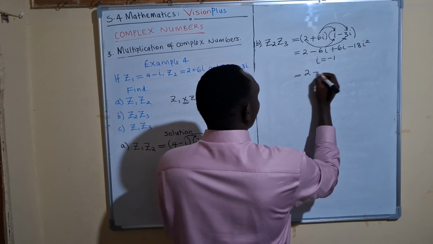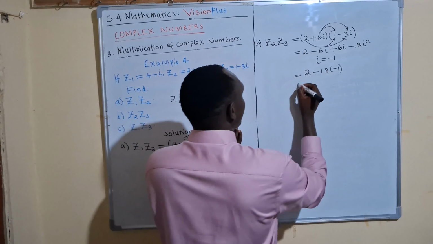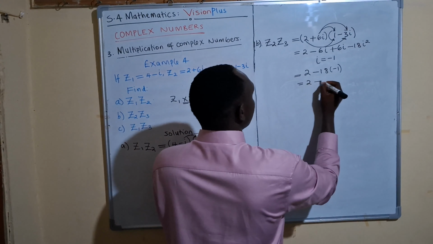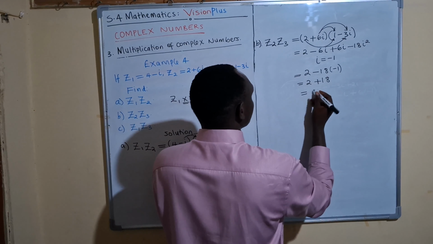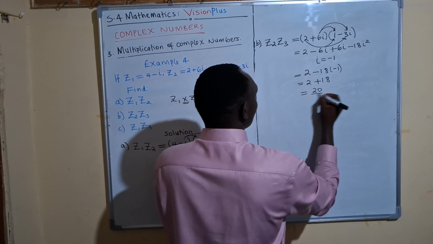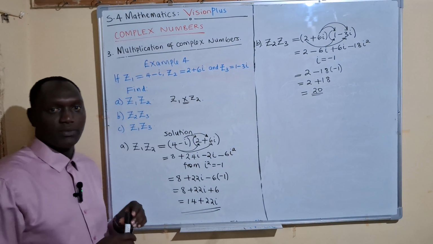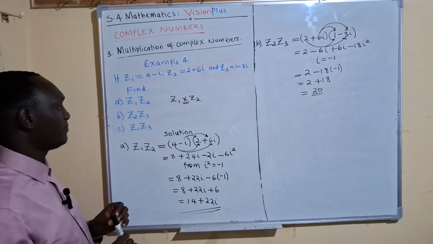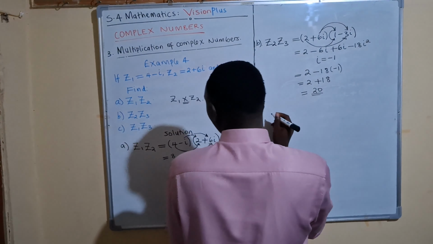So here we shall just have a minus 18 i squared, but we are substituting for i squared as negative 1. This gives us 2 plus 18. Negative 18 times negative 1 is positive 18. And if you add it to 2, you get positive 20. So that is the solution to part B. And without wasting time, let's go to part C. And part C will be of no difference.